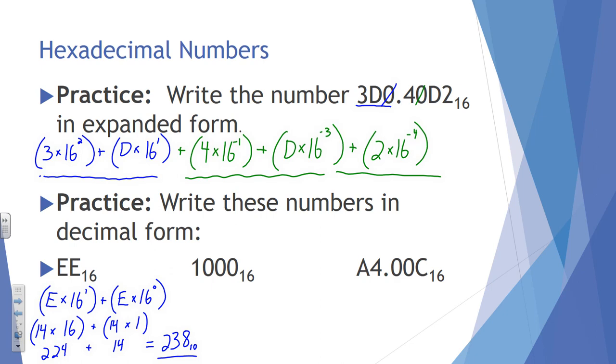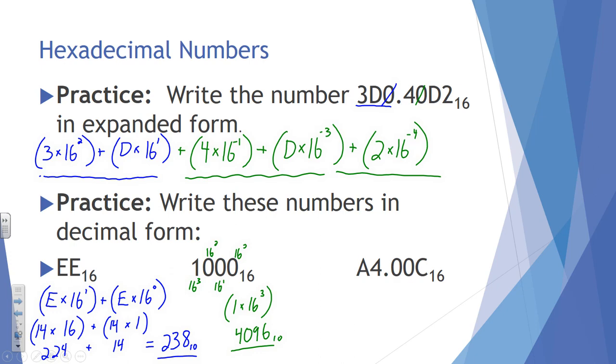1000 base 16. Well, be careful with your place value here. That's 16 to the 0, 16 to the first, 16 to the second, and this is 16 to the third. So the expansion here is very short. It's simply 1 times 16 to the third power. That is 1 times 16 to the third, which is 4096 base 10.